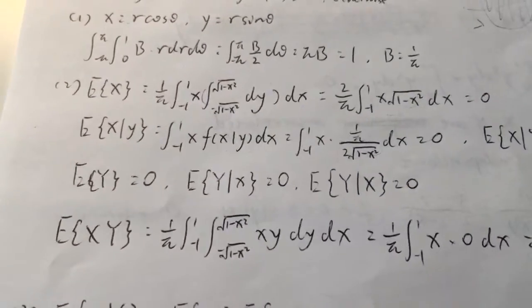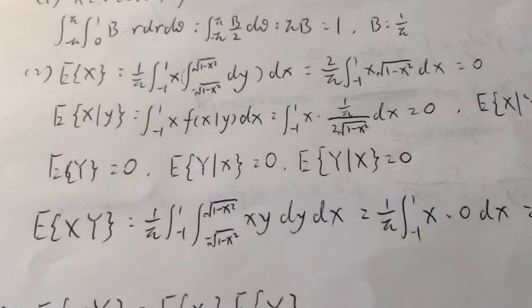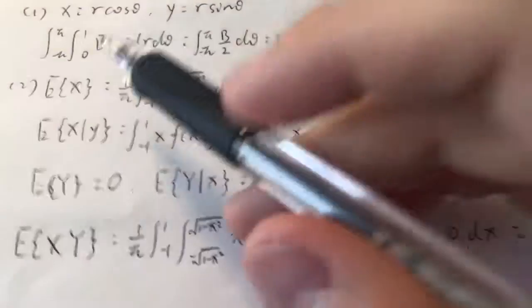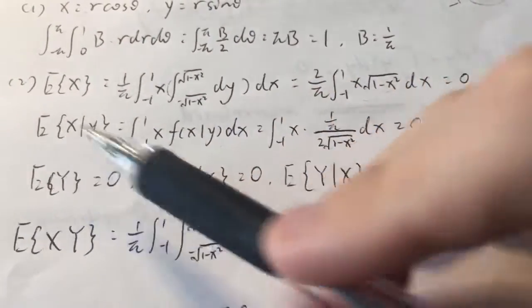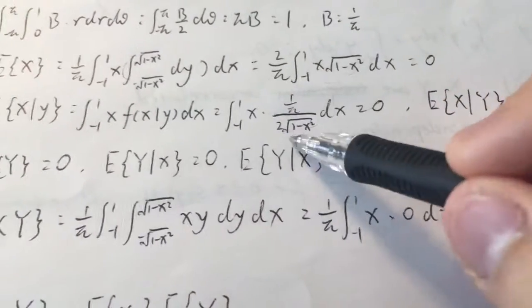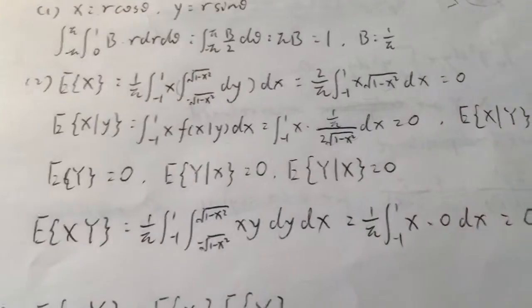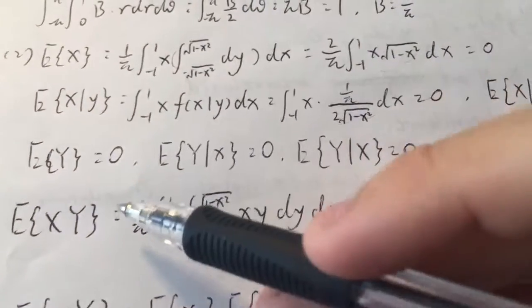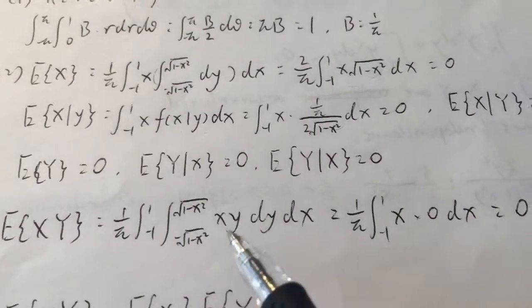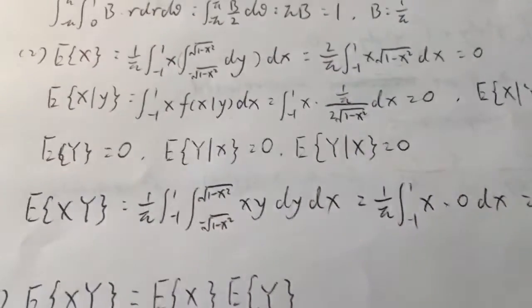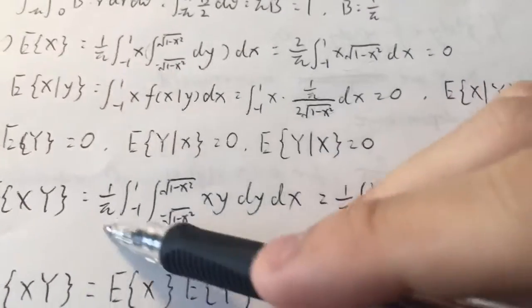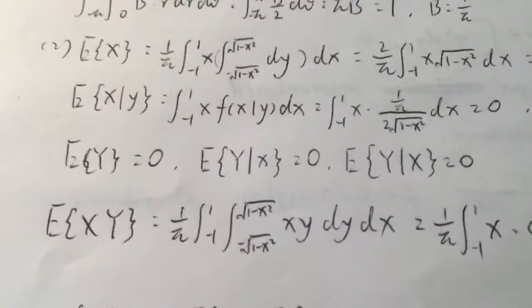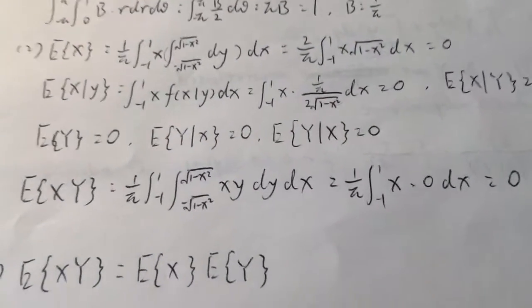Now we need to calculate the expected value of y. Because x and y are symmetric, due to symmetry the expected value of y, and y conditioned on small x, should all be 0. Now we need to calculate the expected value of x multiplied by y. We put xy multiplied by the density function of x and y, and we got this form, and finally the value is 0. So all of the expected values are 0.